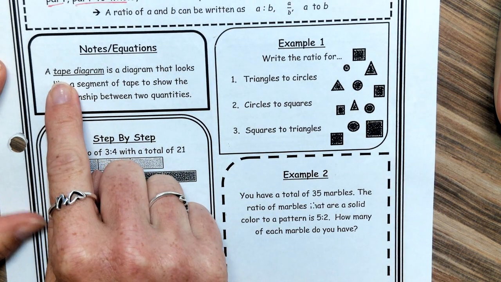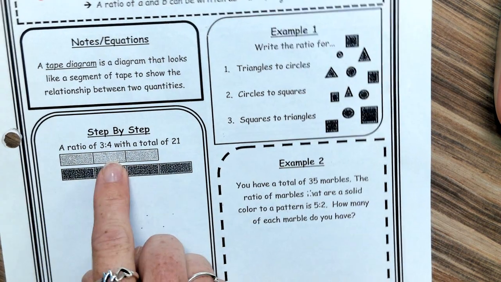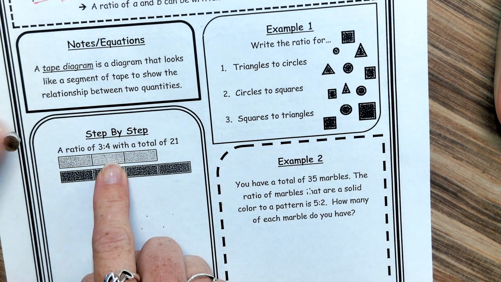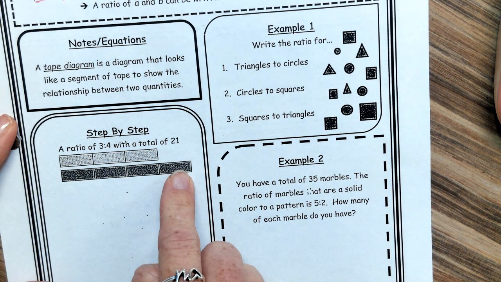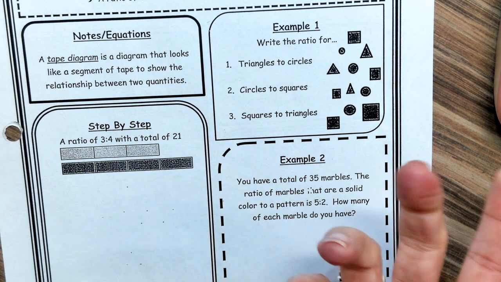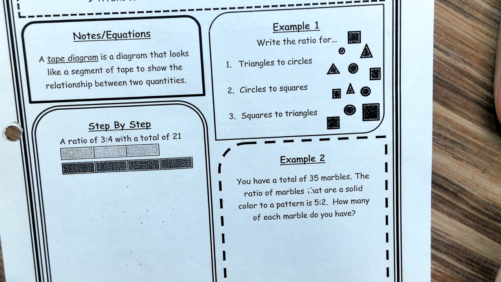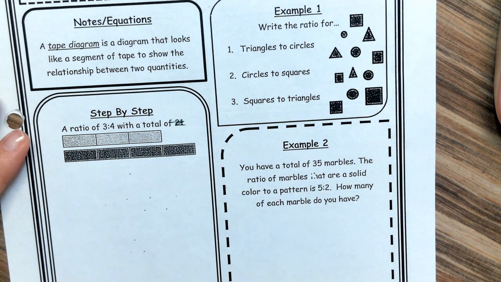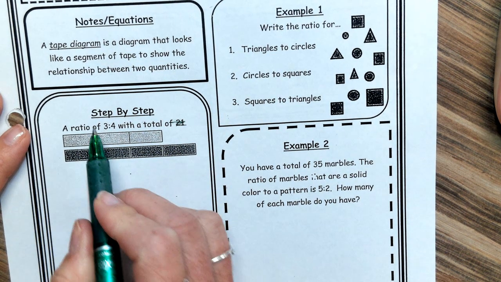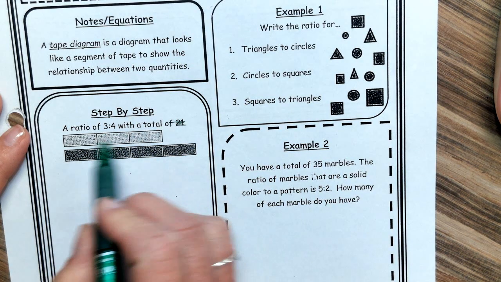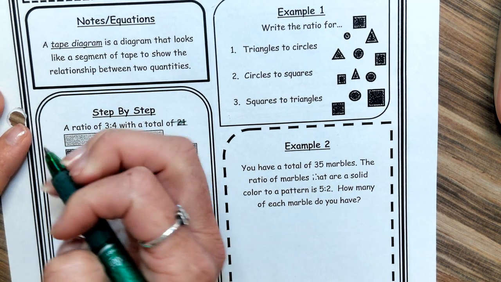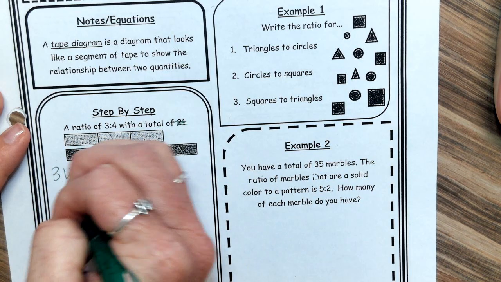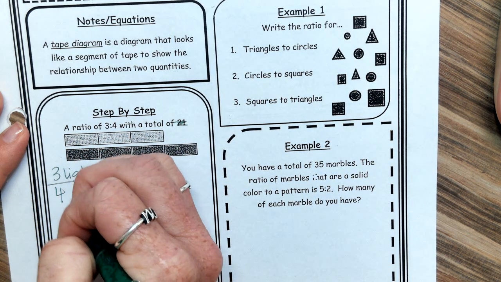Now, they also might give you a tape diagram that looks like this. Does everybody see a tape diagram? Yes. It is just like a segment that shows the relationship, so you would just count and write it. So what would this, don't read this right now. Pretend that's not there. A ratio of 3 to 4. So 3 what? Light. 3 light to 4 what? Dark.